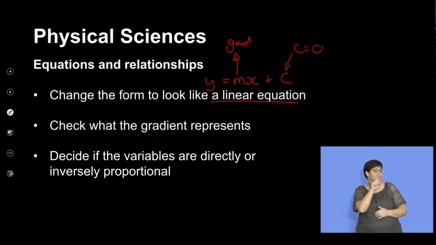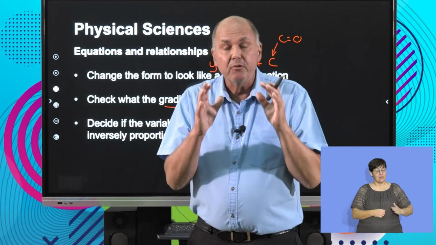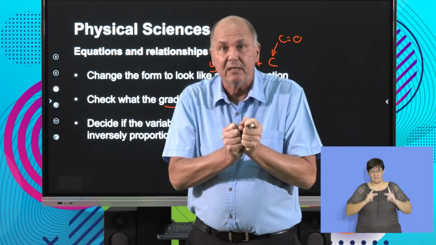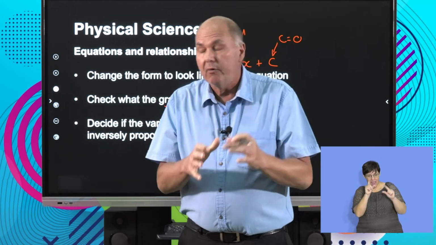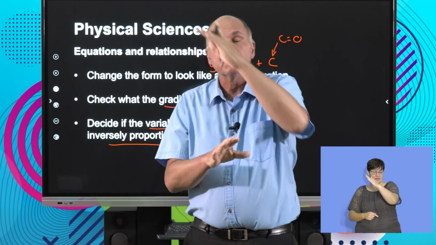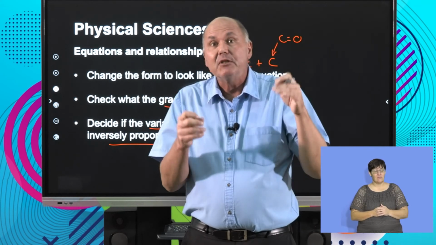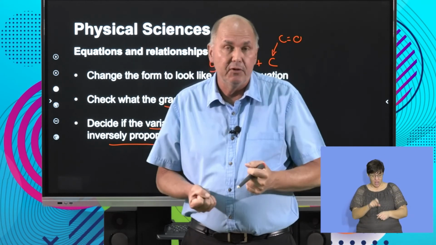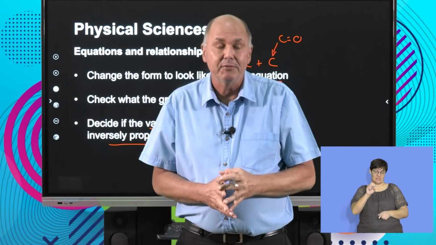Check what the gradient represents. It's very important that you understand that. The gradient represents a physical quantity. And so be aware of what that gradient represents. And decide if the variables are then directly or inversely proportional. If it's one dependent variable against another, then it's going to be a straight line. If it's a 1 over, then they're inversely proportional. So that's the way to be able to check it.